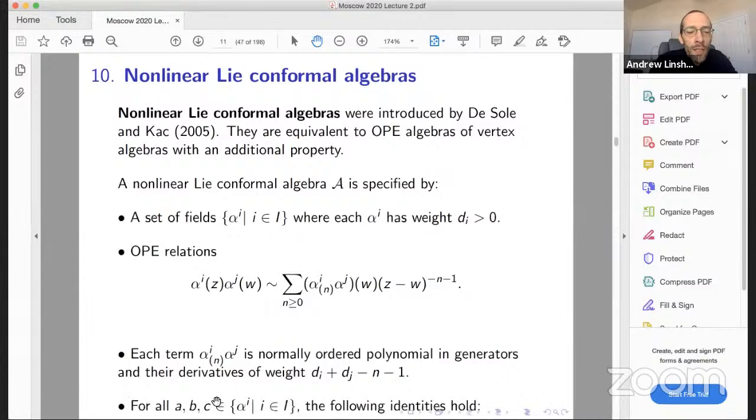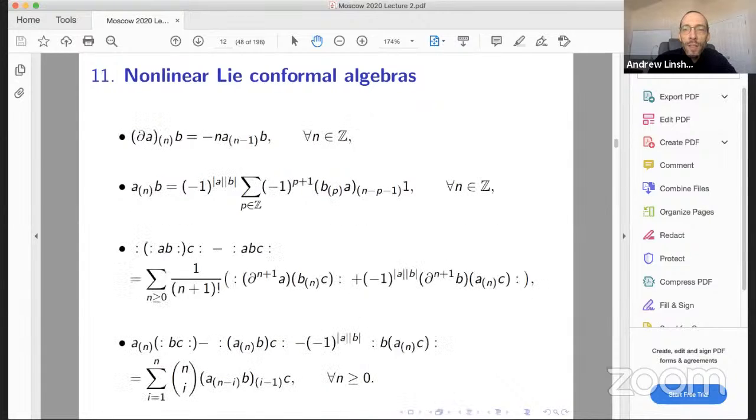And then if I take three elements from my set of generating fields, there are certain identities that are imposed. Of course, in De Sole and Kac's paper, they're expressed in terms of lambda brackets, but I'm just going to translate them into the language of OPEs. The first one says something about how the derivative interacts with the n-th product for all n. This one is sometimes called quasi-commutativity. If I reverse the order of A and B, then I have one term which is B n-th product A, and then I have a bunch of other terms. This one measures the non-associativity of the normal ordered product. This one measures the failure of the n-th product to be a derivation of the normal ordered product. The top line is what it would be if it were a derivation, and this is the correction term. So these identities all have to hold.